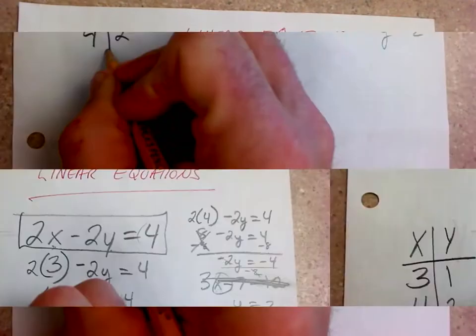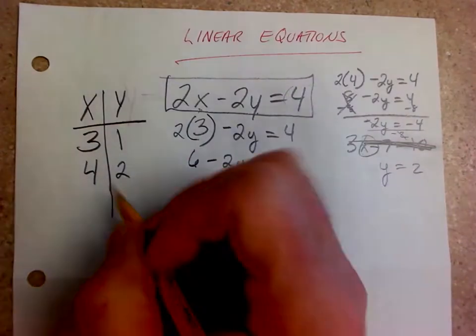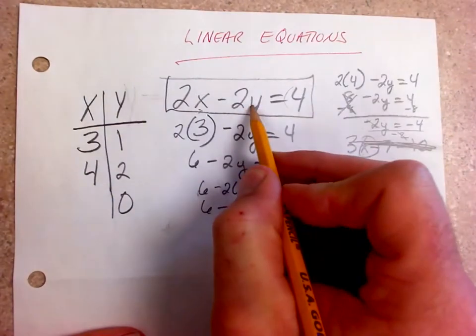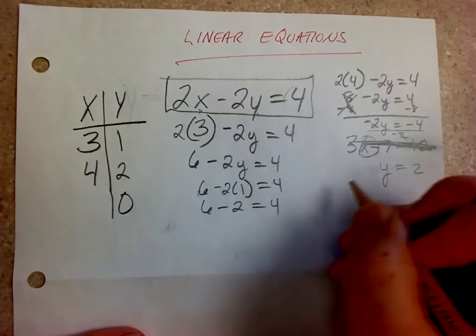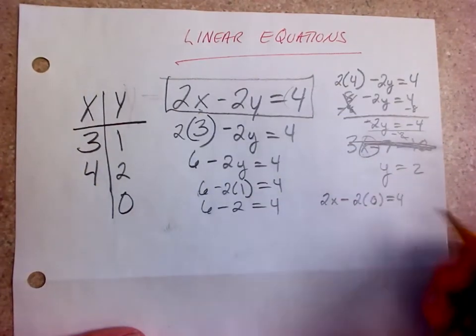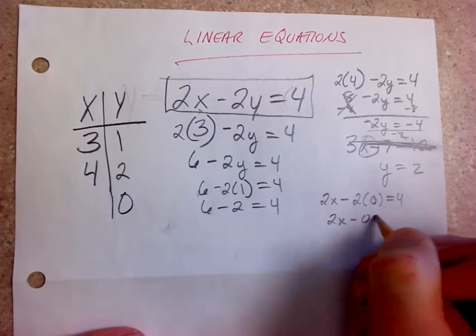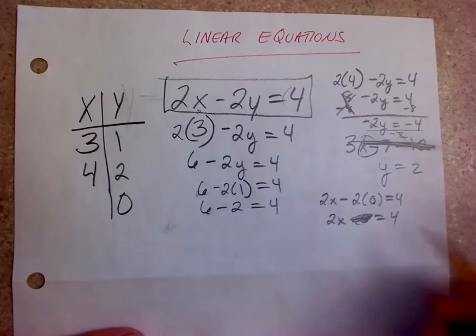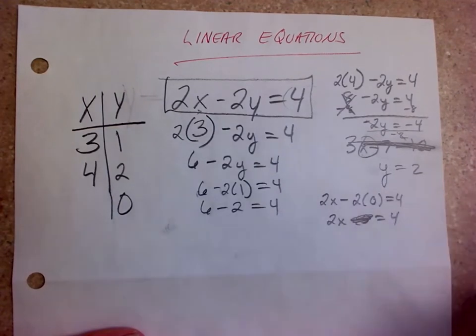And there's no rules as far as guessing goes. If you want to guess a y first, we could do that. You could say we're going to start this one as a 0. So 2 times x minus 2 times 0 has to equal 4. Well, 2 times 0 is 0. Subtracting 0, that's nothing. So 2x has to equal 4.